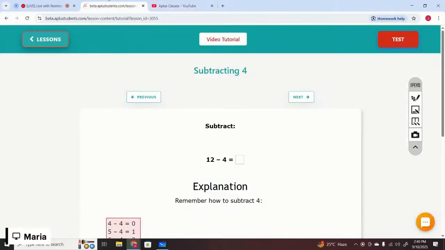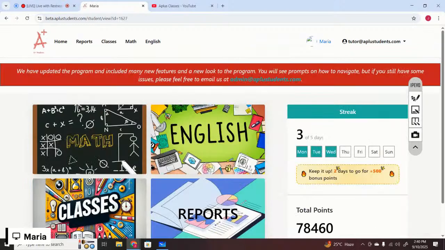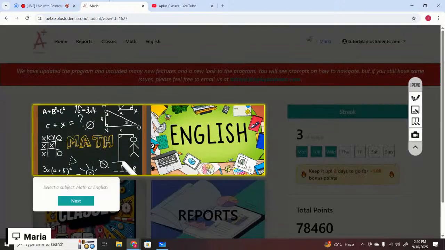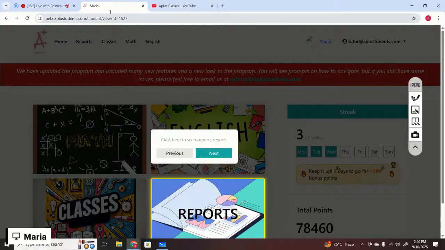Okay, so we are done with the lesson. We were working on grade 1 math. The chapter we're working on is subtraction skill. What we have covered today are subtracting 1, subtracting 2, subtracting 3, and subtracting 4. So please make sure, before the next session, to practice questions for the lessons we just did. That is your homework until the next session.